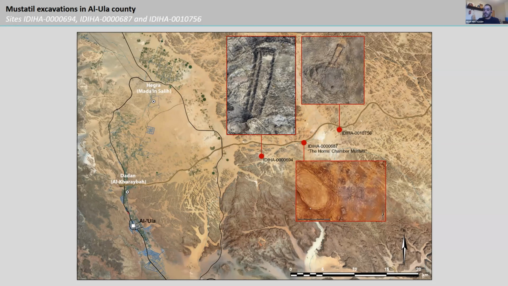One of the 3 Mustatils, ID HAS 687, that we named the Horn Chamber Mustatil, has been extensively excavated and provided unprecedented results, as it provided remains in an exceptional state of preservation, allowing a very detailed understanding of the ritual nature of the structure. I will therefore focus on the presentation of the results from this specific Mustatil today.